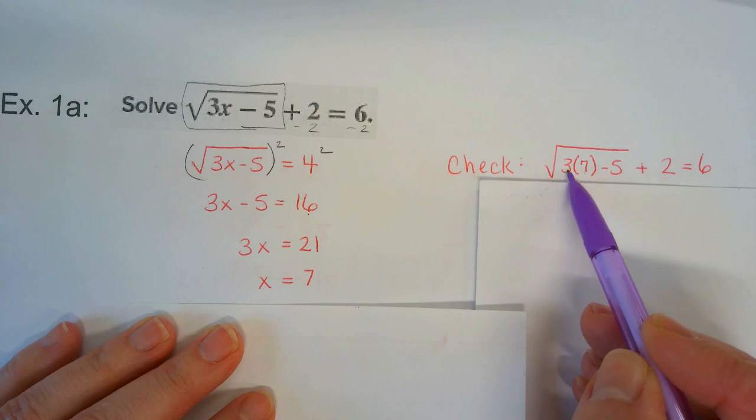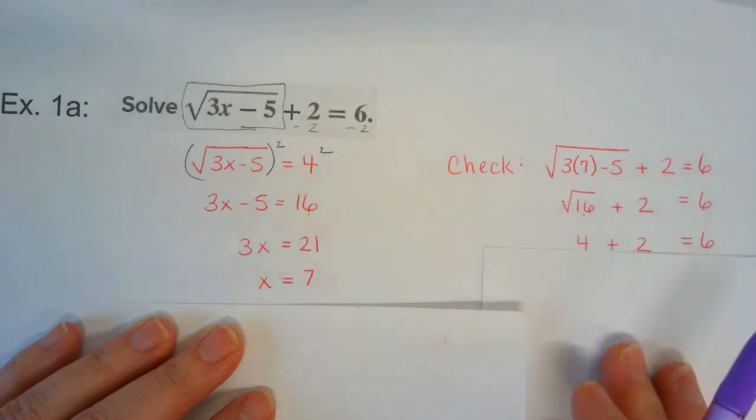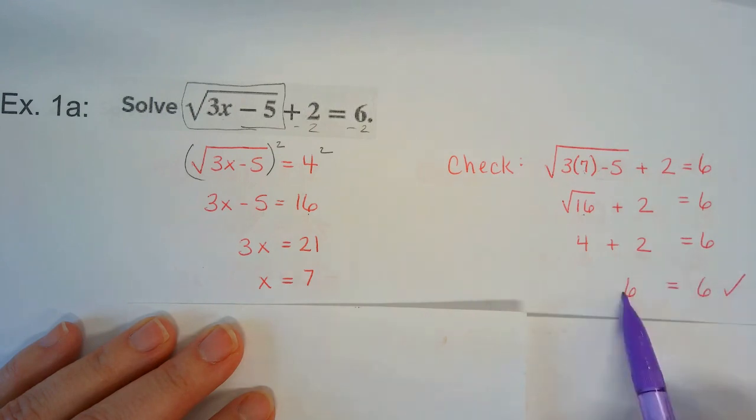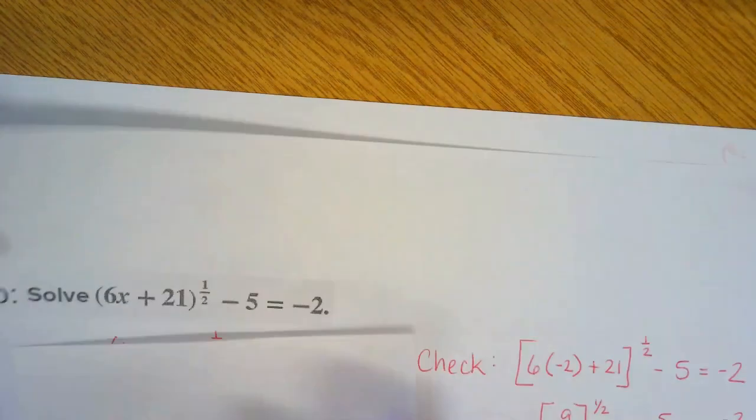So I substituted this in, and I just typed this into my calculator. So I did 3 times 7 minus 5, which is 16. Square root of 16 is 4. Add 2. I do get 6, which is matching the other side. Pause the video and try the next question.